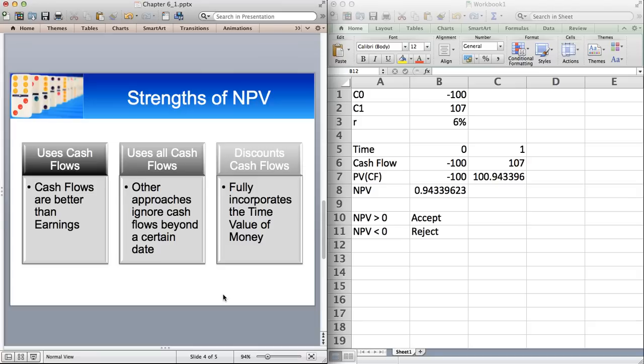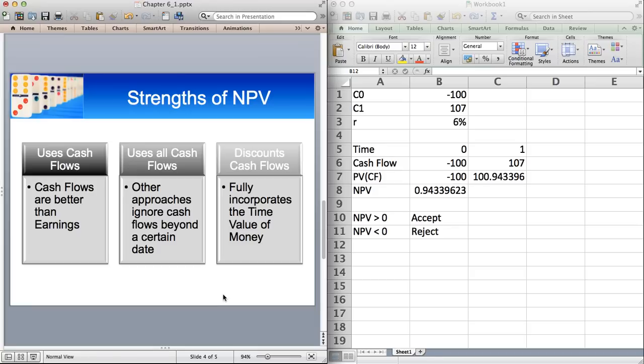Now, in the book, I go into this in a lot of detail, and I talk about three main strengths. One is that this method uses all cash flows. Other methods don't use all cash flows. The payback period, which I'll discuss in a different video, only uses those cash flows that allow you to work out how long it takes for you to make your money back.